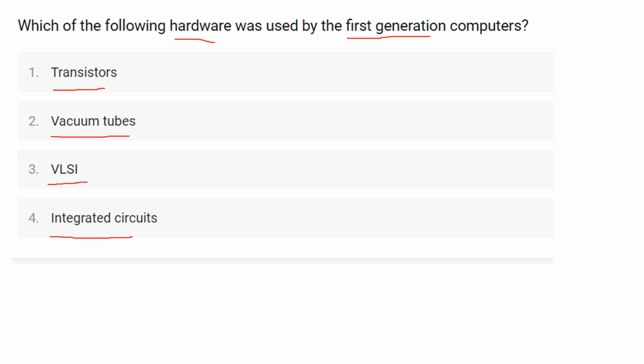Okay. So here the first generation, that is between 1940 to 1956, used the vacuum tube for circuitry and a magnetic drum for memory. They were very expensive, large in size, slow in processing and had less storage capacity. This machine used machine level language for programming.